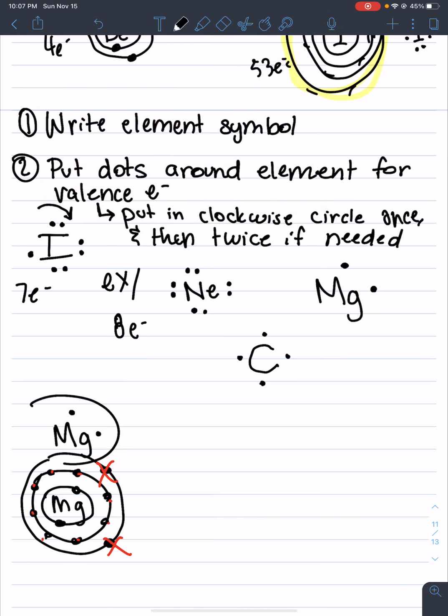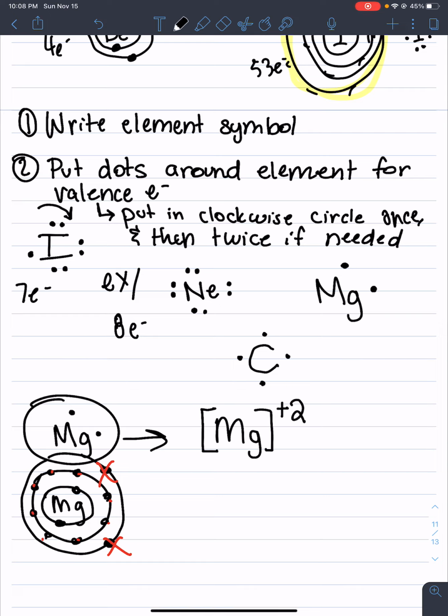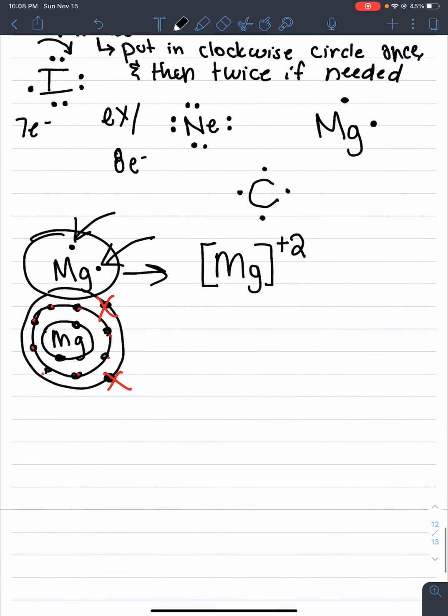So instead of doing this to create our ion, we're going to do Mg, and instead of putting these 2 electrons here, we're going to erase them. But since we erase them, now Mg has a charge. So to show that it has a charge, you put it in brackets, and you put plus 2. Because we took away 2 electrons. We took away this electron, and we took away that electron to create Mg plus 2. So let's do another one.